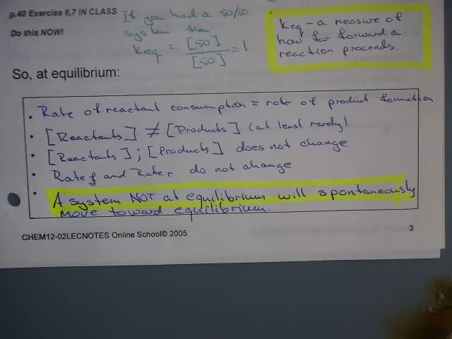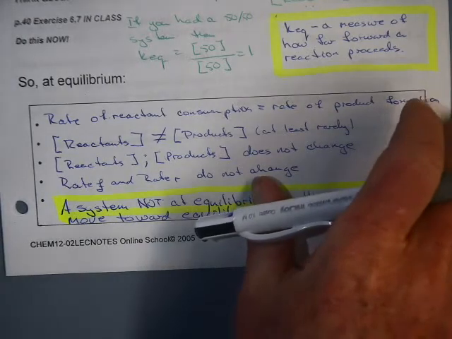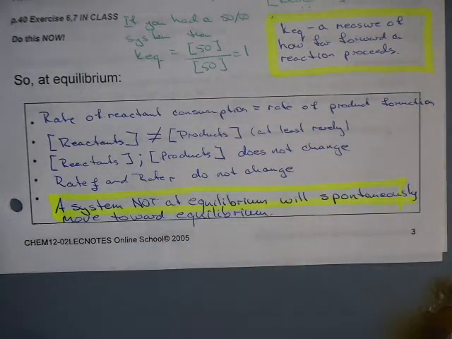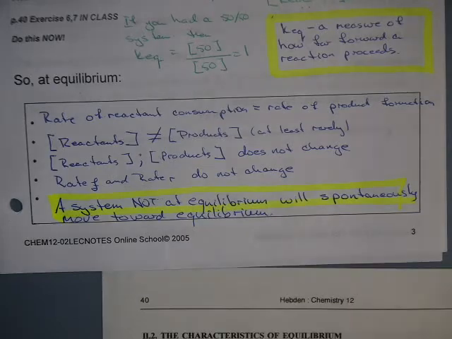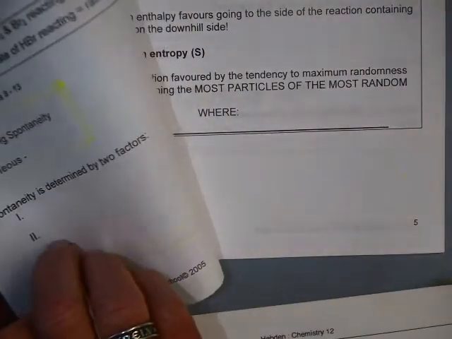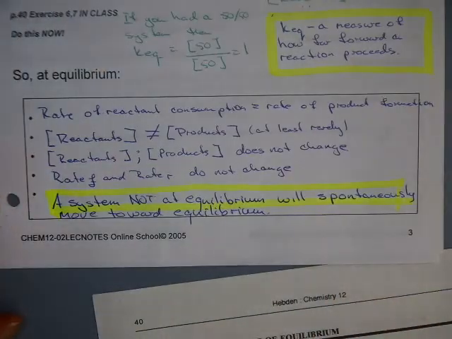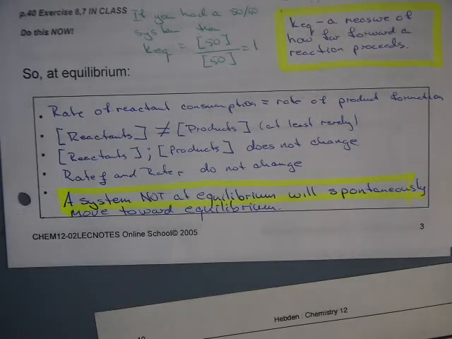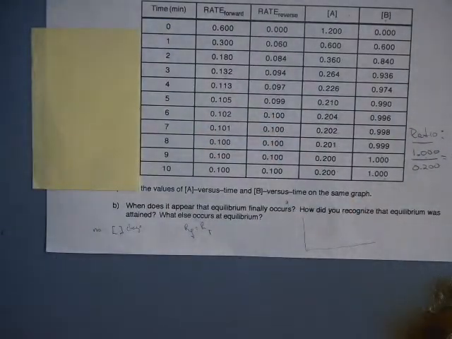Okay, where did I put that? Is it here? Oh, here we go. Okay, I'm going to show you something, and this may take us pretty close to the break. If it does, then we will break and come back. But on page 40 of Hebden, we have this system.